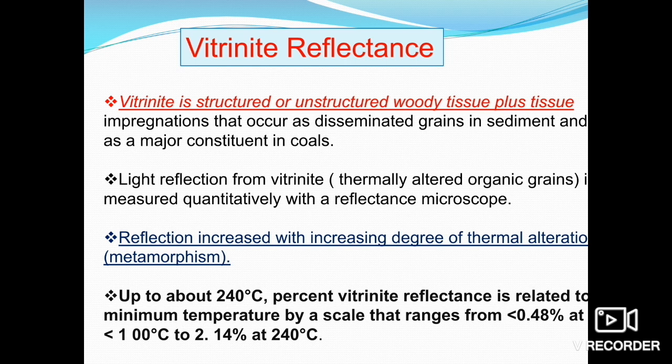So this temperature range as well as the percent is very important. That scale ranges from 0.48% at less than 100 degrees Celsius to 2.14% at 240 degrees Celsius. This temperature range is also important, and keep in mind that reflection increases with the increasing degree of thermal alteration.